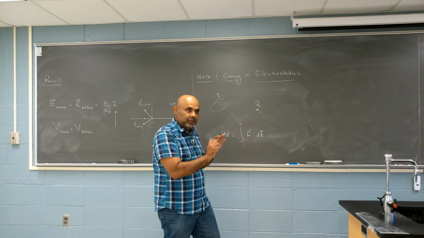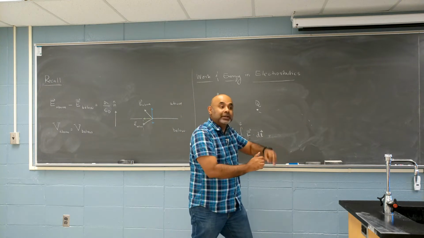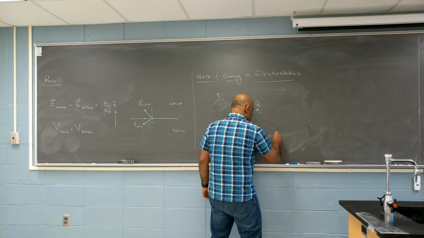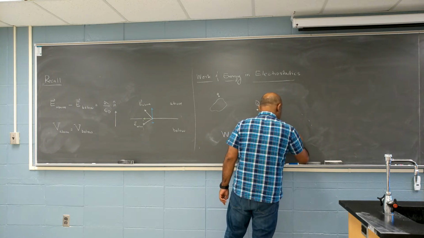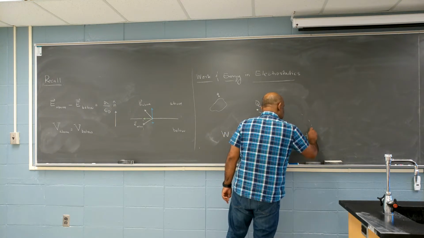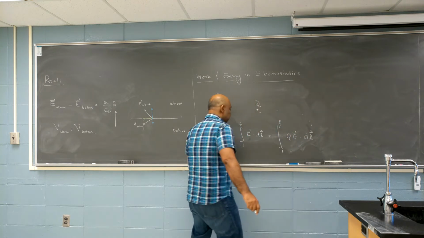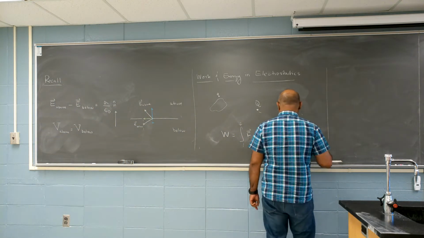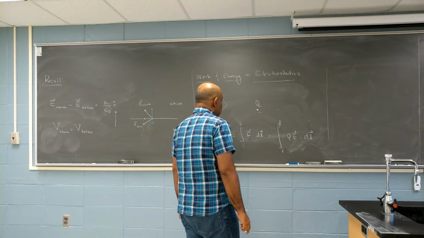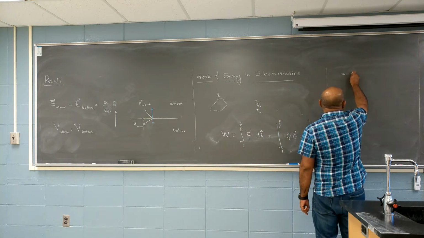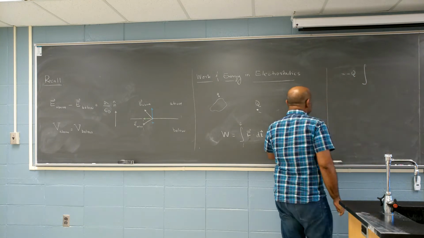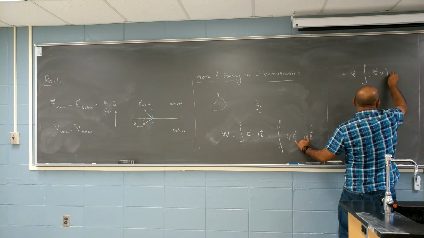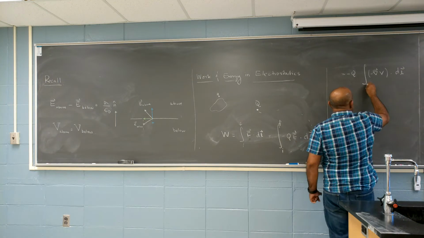Either way, to bring in a charge and leave it at a certain point till I glue it maybe later on, I have to apply an opposite force. So this is minus Q E dot dL from initial to final. Well, let's do this. Minus Q, I'm going to write E as minus the gradient of the potential, dot dL, from initial to final.